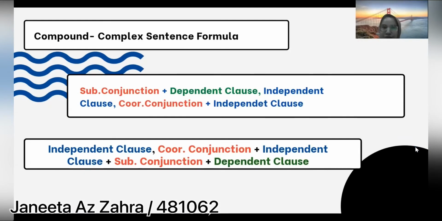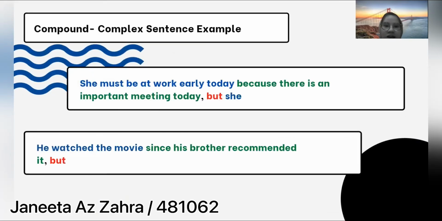Compound complex sentence formula. First, subordinating conjunction plus dependent clause, comma, independent clause, comma, coordinating conjunction plus independent clause. Second formula, independent clause, comma, coordinating conjunction plus independent clause plus subordinating conjunction plus dependent clause. But there's another formula in this example.